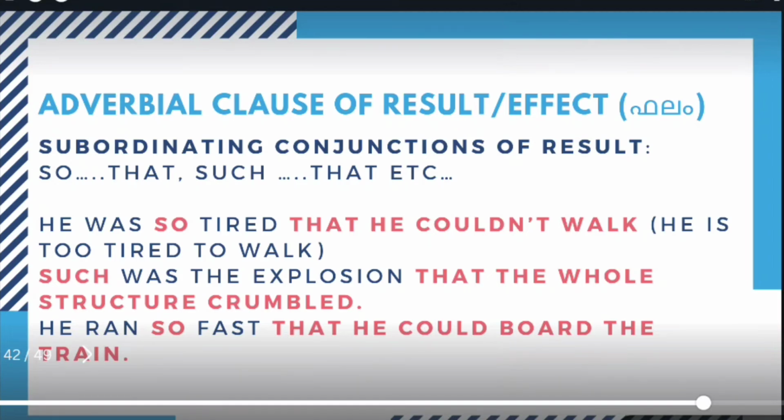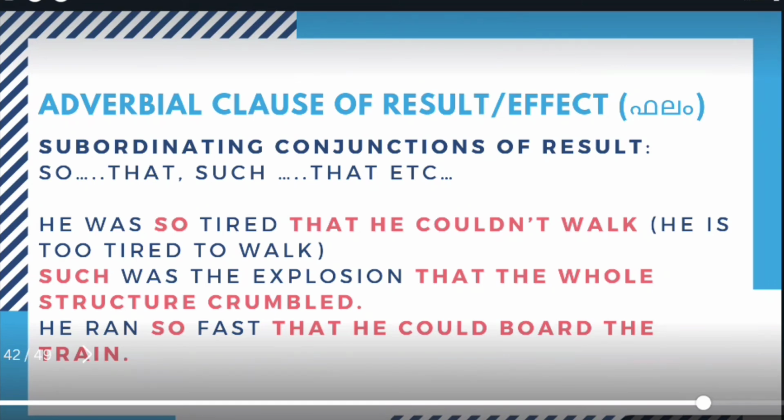He was so tired that he couldn't walk. So here, what is the main clause? മെയിൻ ആയിട്ടുള്ള ആക്ഷൻ എന്താണ്? He was tired. അവൻ ടയേർഡ് ആയിരുന്നു, ക്ഷീണിച്ചിരുന്നു. And ക്ഷീണിച്ചിരുന്നത് കൊണ്ട് what happened? What is the result of his action? So that he couldn't walk. അവൻ വളരെയധികം ക്ഷീണിച്ചിരുന്നത് കൊണ്ട് നടക്കാൻ പറ്റിയില്ല. So that he couldn't walk is an adverbial clause of result or effect. ആദ്യത്തെ മെയിൻ ക്ലോസ് അല്ലെങ്കിൽ മെയിൻ ആക്ഷൻ്റെ ഫലമാണ് adverbial clause of result or effect പറയുന്നത്.